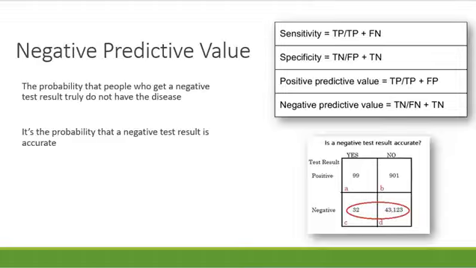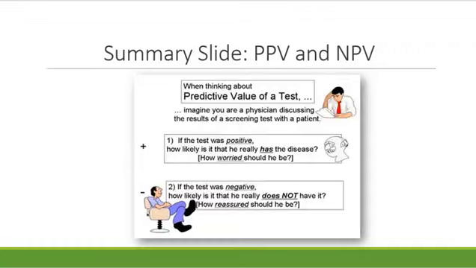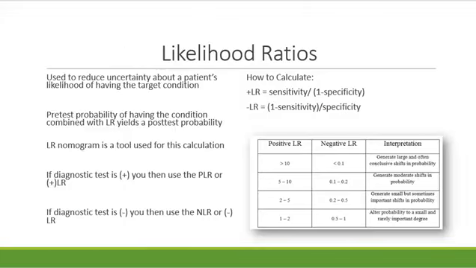Negative predictive value, that's the probability that people who get a negative test result truly do not have the disease. So it's the probability that a negative test result is accurate. So again, with a positive predictive value, how worried should one be? Whereas if it's a negative test, how reassured should one be? That's kind of a summary of the PPV and the NPV.